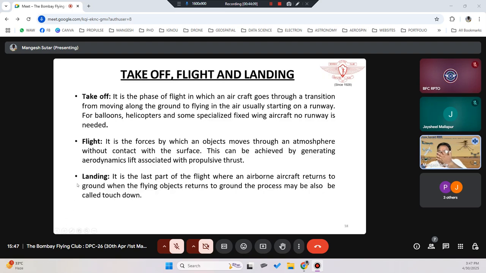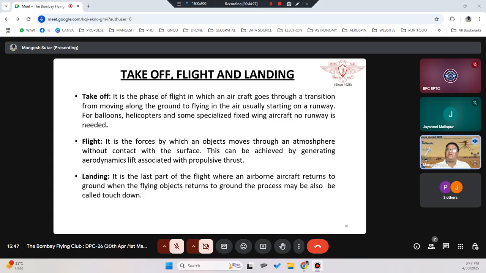Okay, now takeoff, flight and landing. Takeoff is a phase of a flight in which an aircraft goes through a transition from moving along the ground to flying in the air, usually starting on a runway. So takeoff, हम बोलते हैं ना, the aeroplane after the taxiway will come to the end of the runway, and from there it will start.